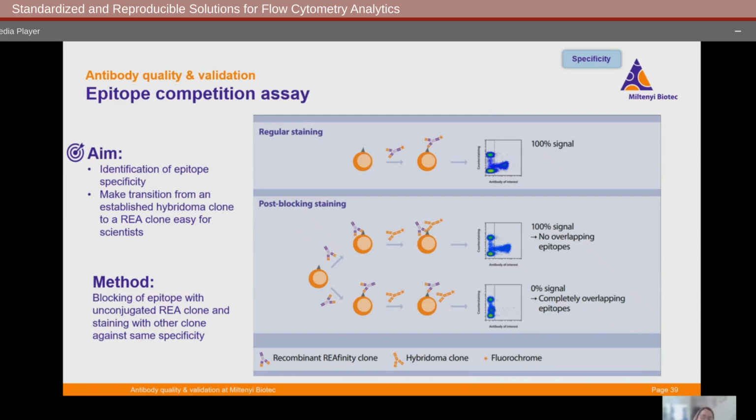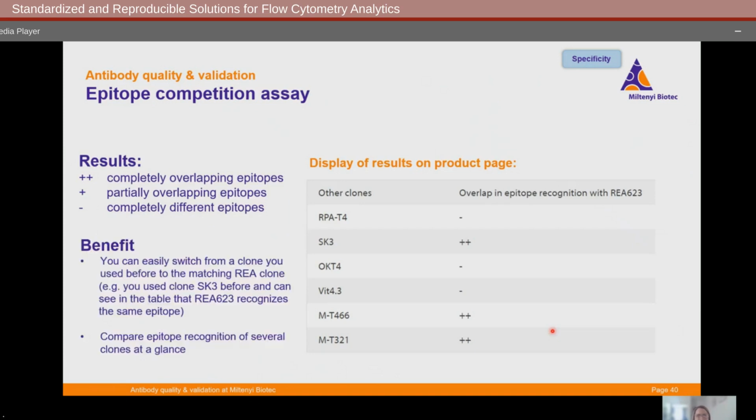If it shows 100% signal, it means that there were no overlapping epitopes. If there's a spectrum of positive to completely negative signal, it would mean that they have partially or completely overlapping epitopes. This is a way that you could look up your hybridoma clone of interest against the RIAs that we provide. You can find this information on our website for each of our antibodies, on the product page, with information on completely overlapping epitopes to completely different epitopes with clones that you may already be familiar with.